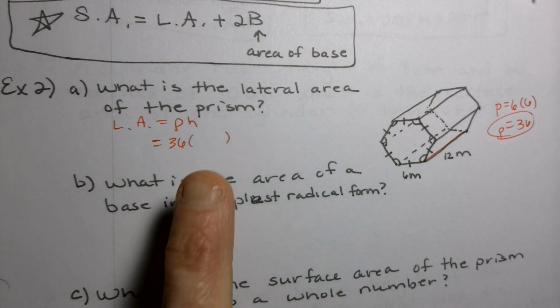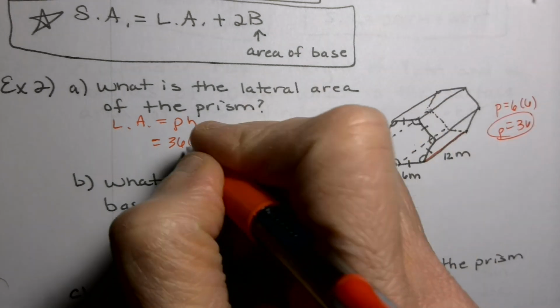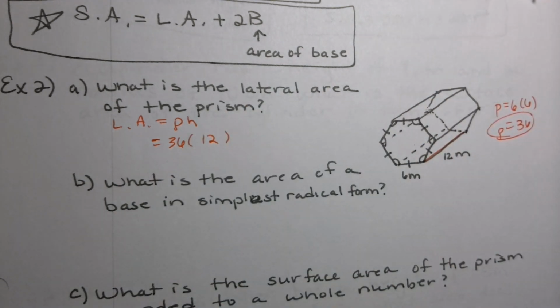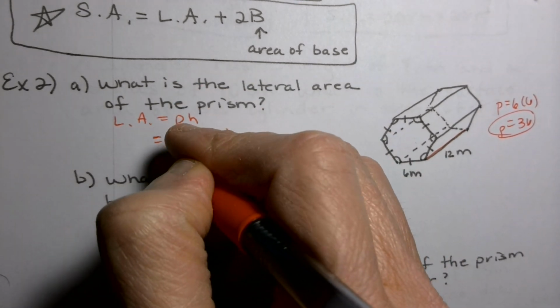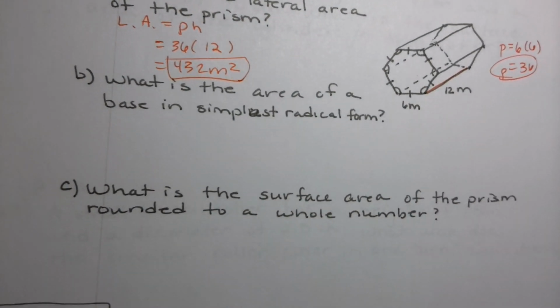prism. And a lot of times they'll tell you, and I would say I pretty much assume it's right unless it's obvious that it's an oblique. So I'm going to put that in there. You grab your calculator, go ahead and multiply that out. And it is 432 meters squared. All right.